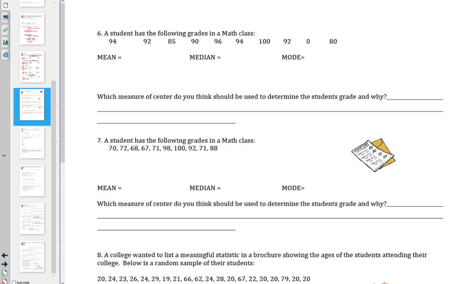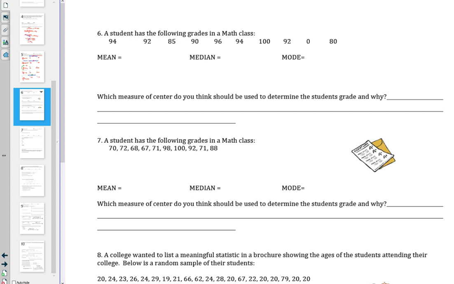A student has the following grades in a math class. Ooh, they got a 0 in there. Bad student. Which measure of center do you think should be used to determine the student's grade and why? Okay. Well, we already talked about this. What's typically the best measure of center? Yeah, median tends to be the best measure of center.